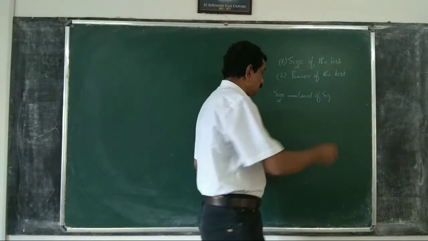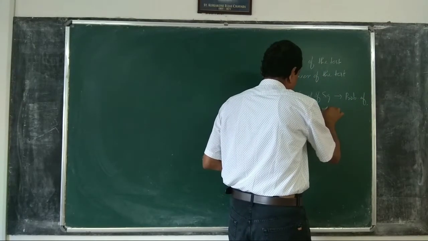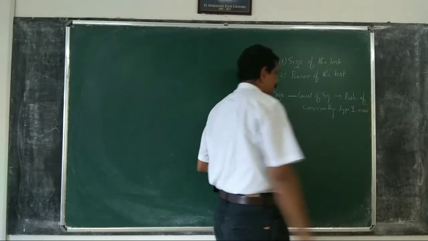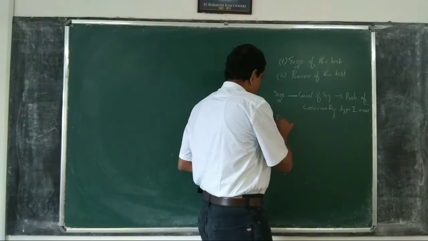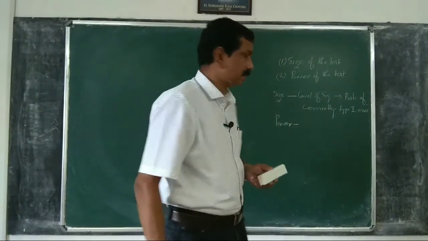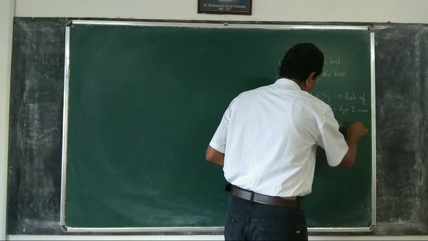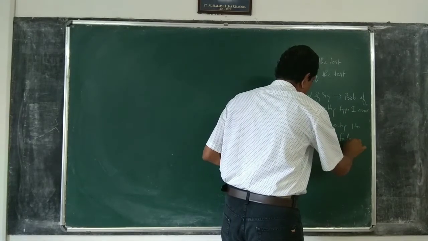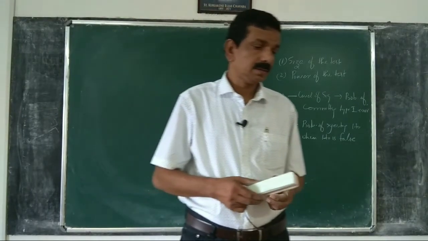That is, level of significance is the probability of committing type 1 error. Power of the test means, as we have discussed in the last class, the probability of rejecting H0 when H0 is false. That is power.